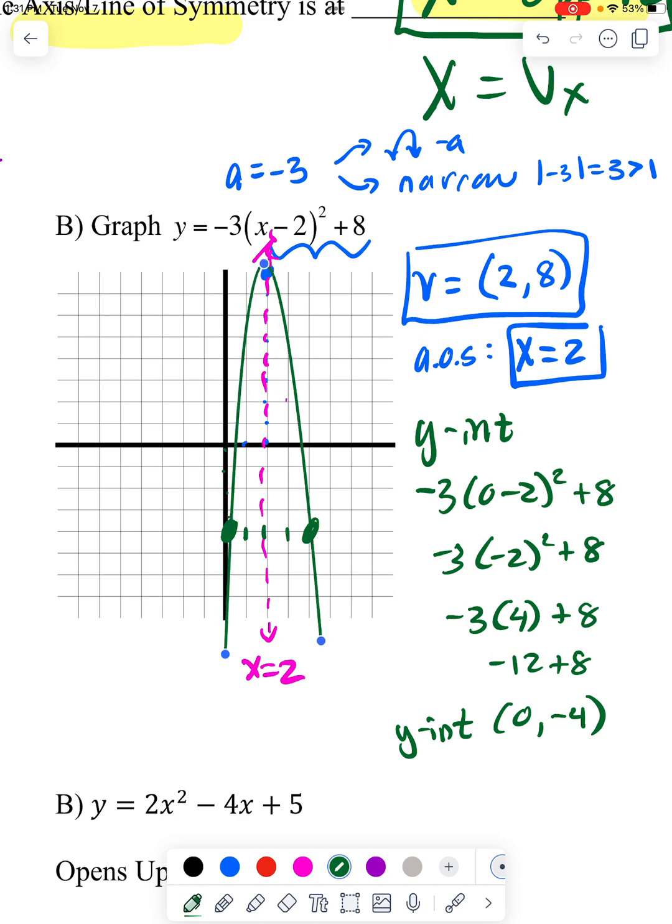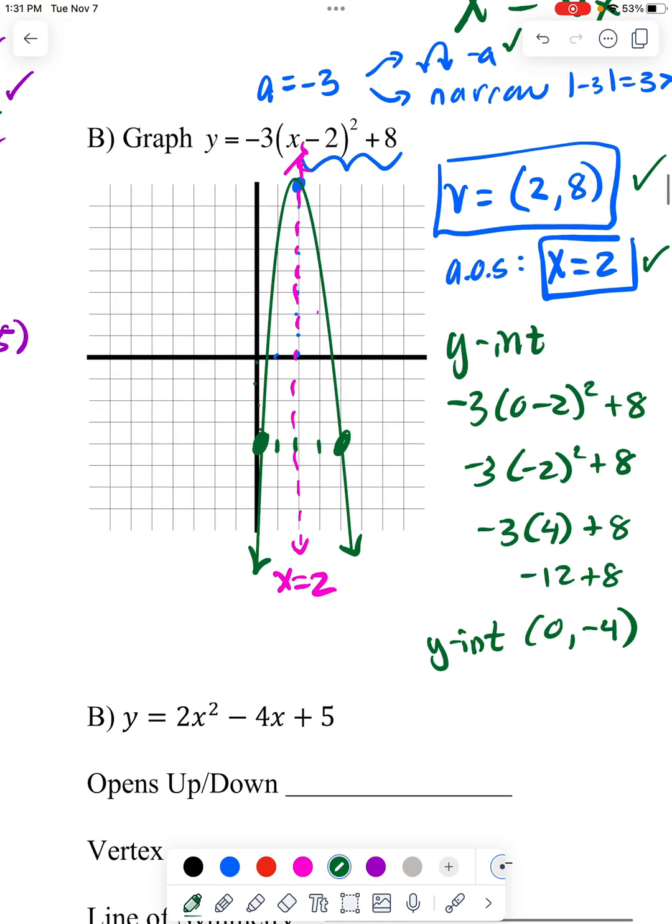And again, going into it knowing what to expect, it does have a vertex at (2, 8). The axis of symmetry comes down at x equals 2. It is opening down. It is narrow. So everything matches what I expected to see.